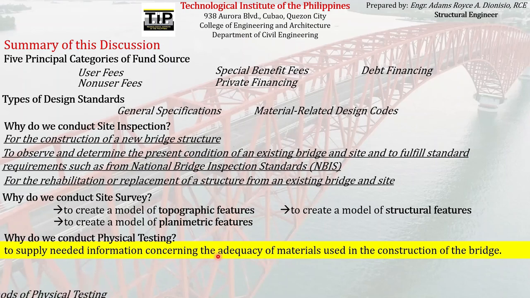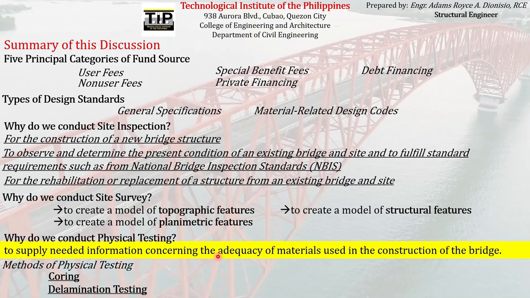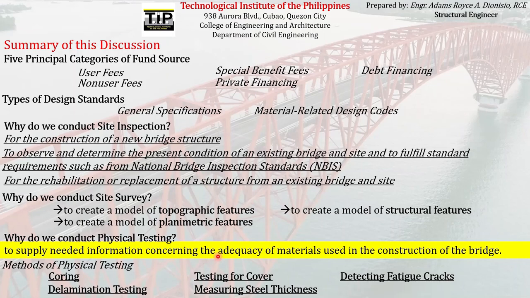So there are different methods of physical testing that we have studied in this discussion, which are coring, delamination testing, testing for cover, measuring steel thickness, and lastly, detecting fatigue cracks. So these are the common physical testing that we usually conduct to have an idea on the adequacy of the materials used in the construction of a bridge.